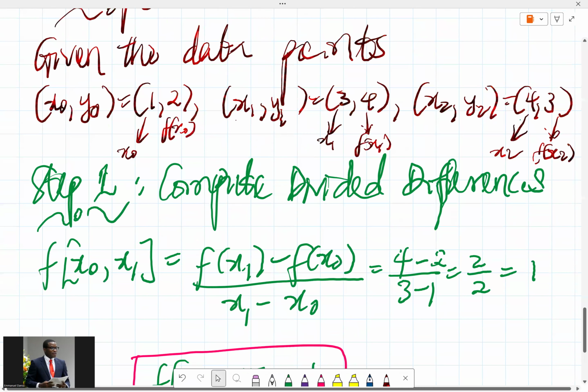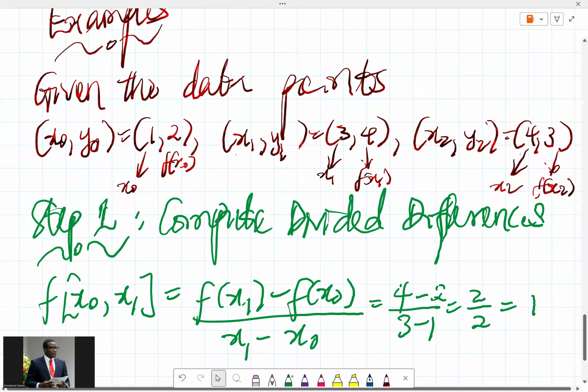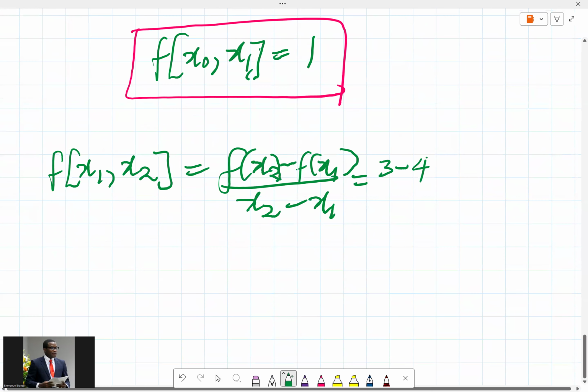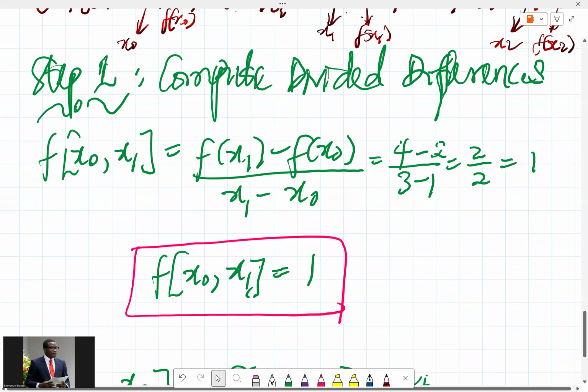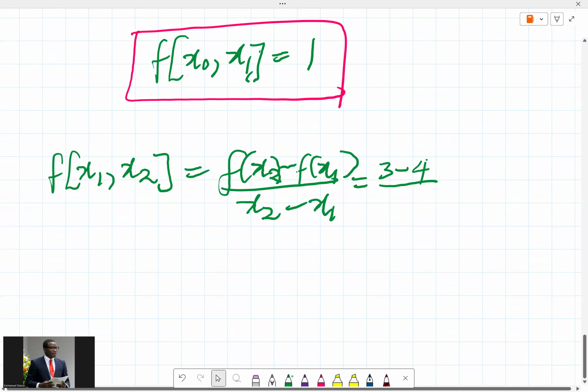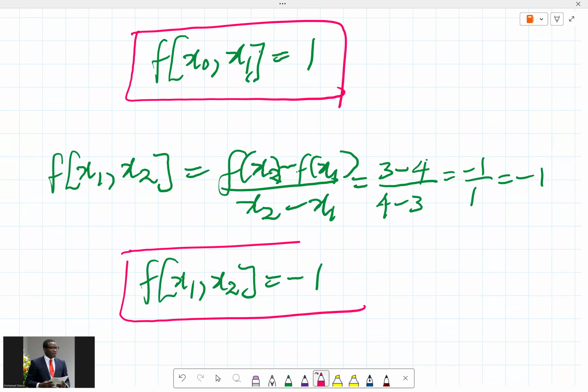So f of x2 here is 3. That's the 3 up here. F of x2 is 3, and f of x1 is 4, all over x2 minus x1. x2 is 4, and x1 is 3, so that's 4 minus 3. So that means we have minus 1 over 1, and that is simply minus 1. Now, f of x1, x2 is equal to minus 1. So we take note of this also.